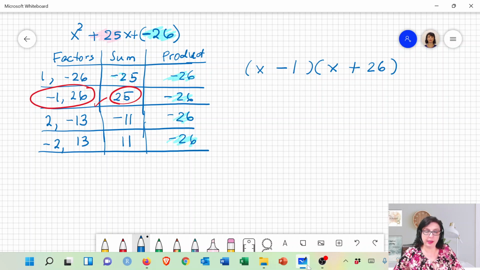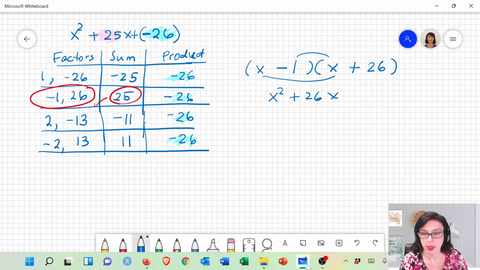So I am basically done. The only thing I would advise you to do, if it's on the test, is to use FOIL to check it. So you can go ahead and do that. You see x squared plus 26x minus x, or 1x, minus 26.